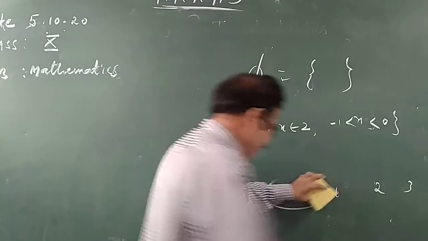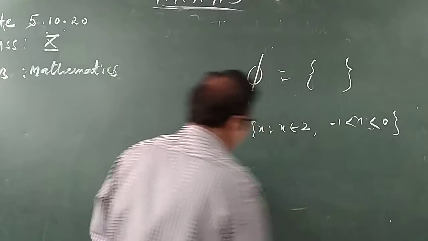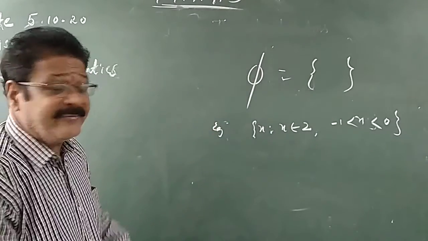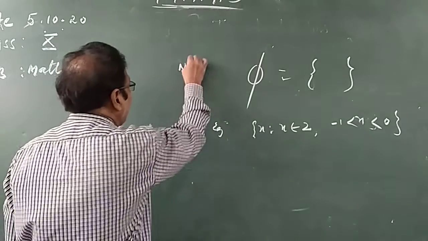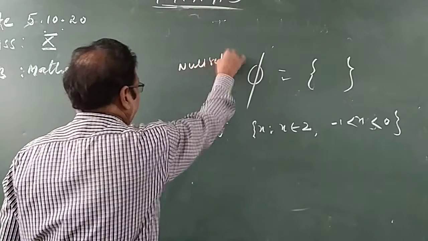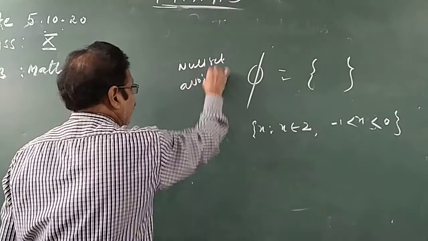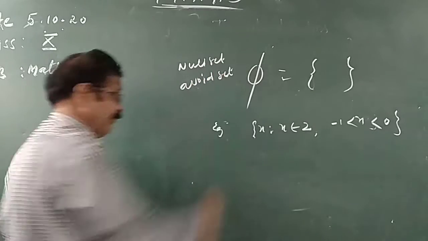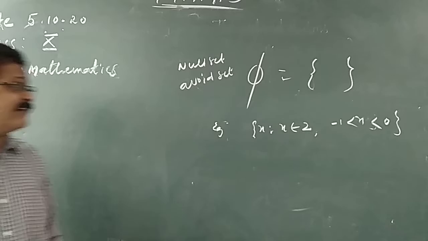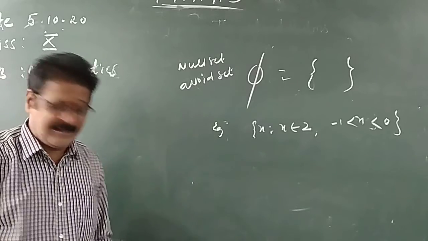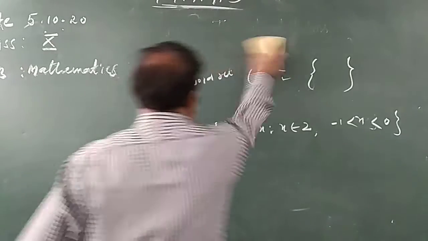The other name of the empty set is what? A void set, null set. The other name of the empty set is null set or void set.